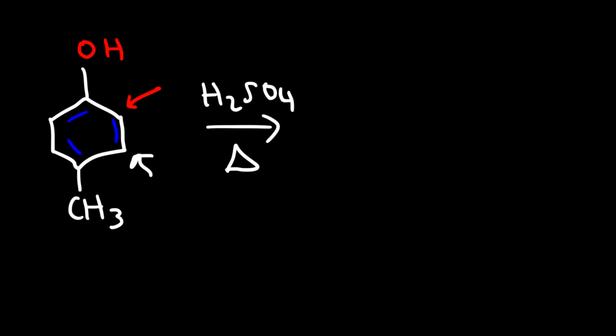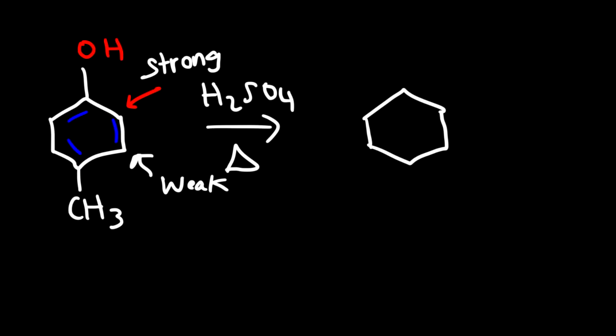This is when you need to know what type of groups you're dealing with. The OH group is a strong activator, whereas the methyl group is weakly activating. So when something strong goes against something that's weak, the stuff that's strong is going to win. Therefore, we're going to add the electrophile to this position. So what is the electrophile that we're going to add to the benzene ring?